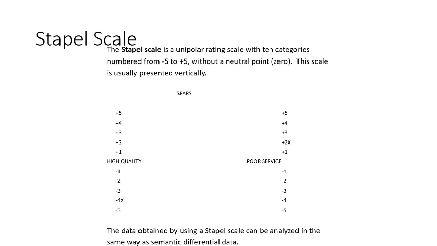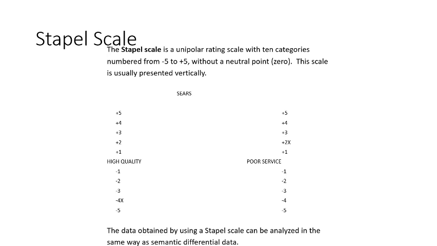This is a Stapel scale. Stapel is unipolar. It has one side. The previous one is bipolar, with both sides. Categories are numbered from -5 to +5 without a neutral number. They don't have a zero. This scale is usually presented vertically.